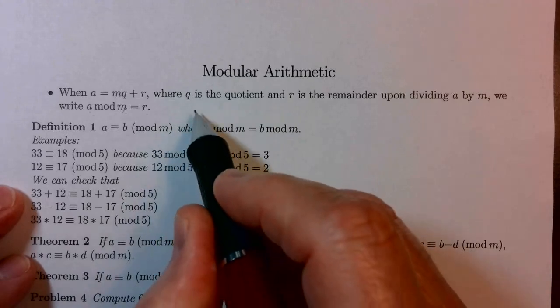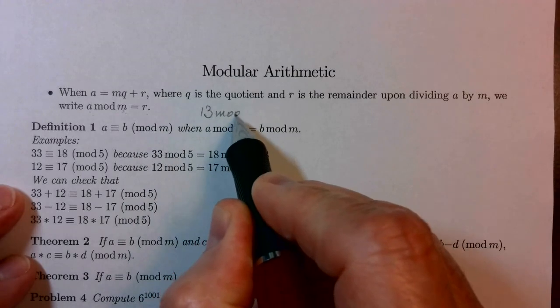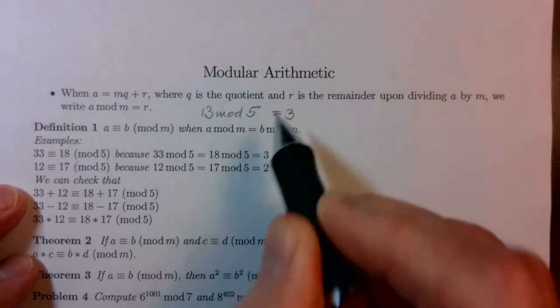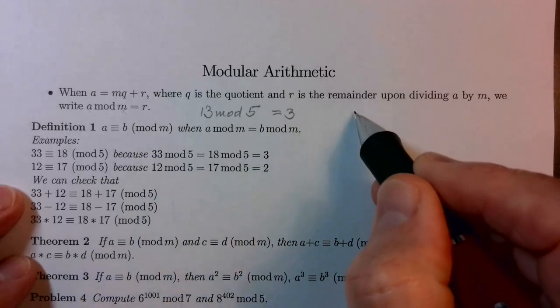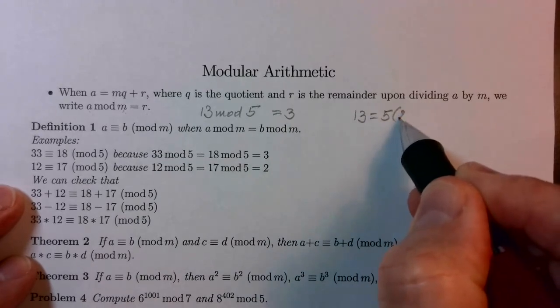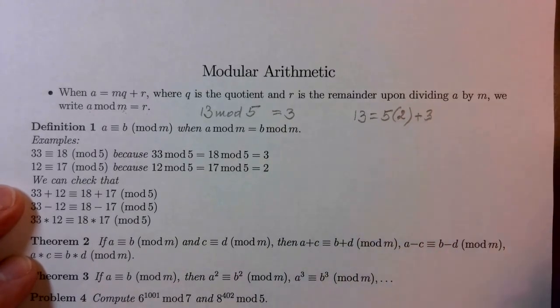For example, 13 mod 5 is 3, because when you divide 13 by 5, you get quotient 2 and remainder 3.